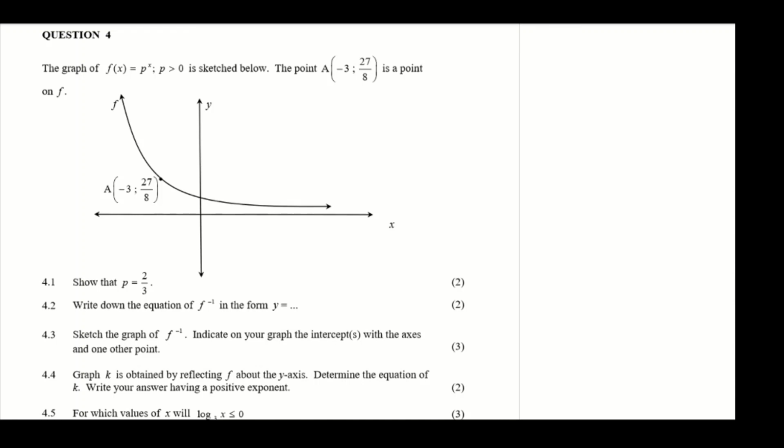Okay, so question 4. We are given the graph of f(x) = p^x, and we are told that p must be greater than 0 in the sketch below. We are given a point which is (-3, 27/8). So 4.1, we are asked to show that p is equal to 2/3.